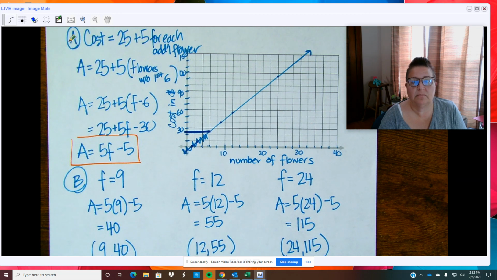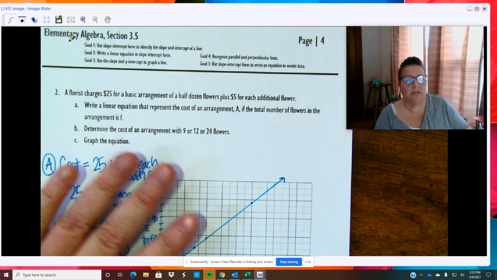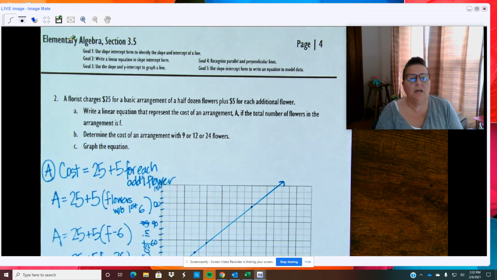Right? Okay. All right. So in this presentation, we took a look at 5 different goals. We used the slope-intercept form of a line to identify both the slope and the intercept. We were able to write lines in slope-intercept form when given the slope and intercept, and we used the slope and intercept to graph the equation of a line. We looked at slope-intercept form as a way to tell whether or not lines are parallel or perpendicular. And we wrote some application equations in slope-intercept form and then graphed them by plotting points.